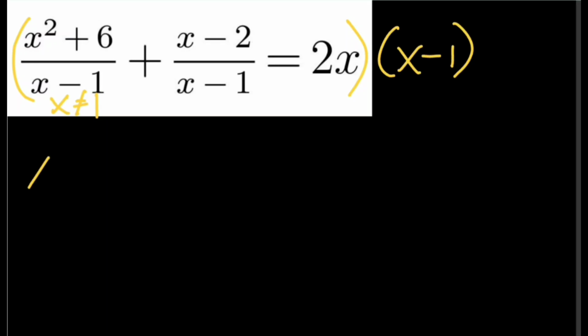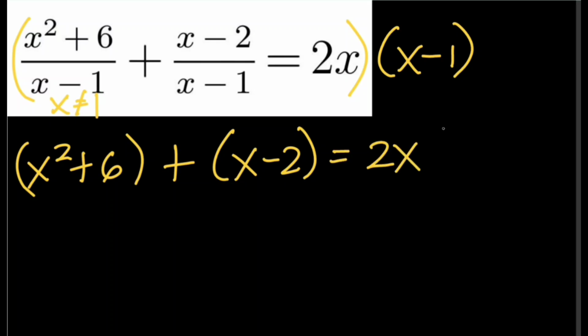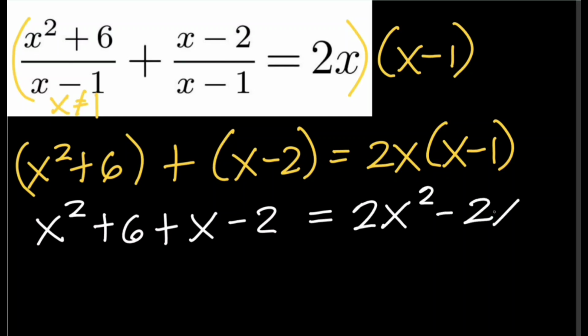So this would become x squared plus 6 times (x - 1), and x minus 1 cancels out, plus x minus 2 equals 2x times (x - 1). Then we simplify, we remove the parentheses. This would become x squared plus 6 plus x minus 2 equals 2x times (x - 1). So this is 2x squared minus 2x.